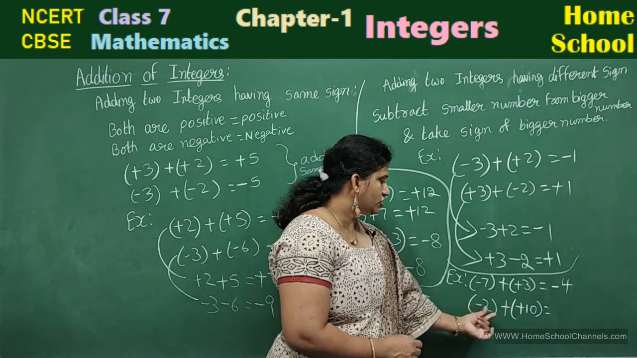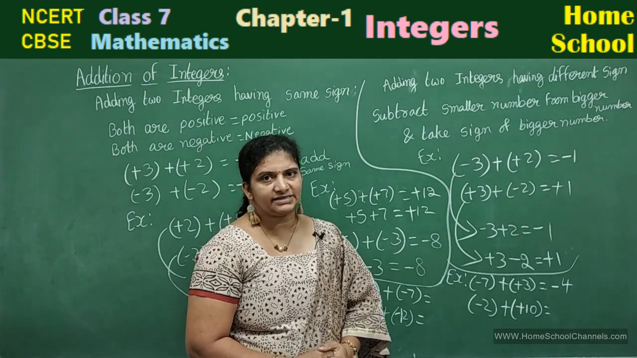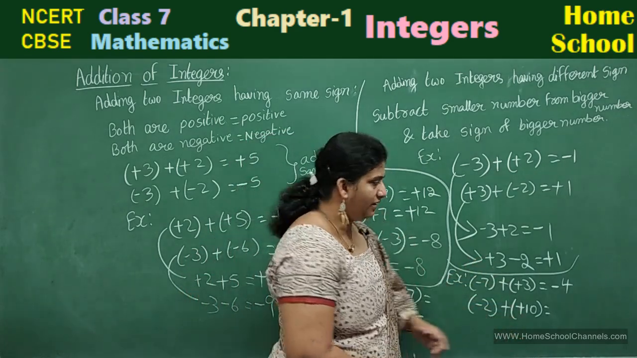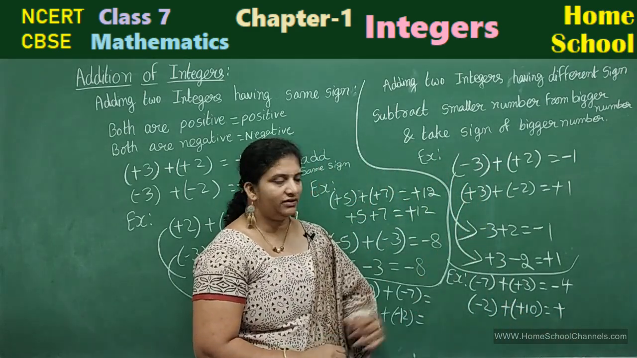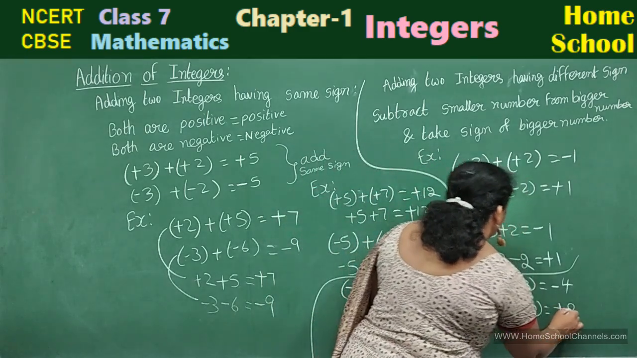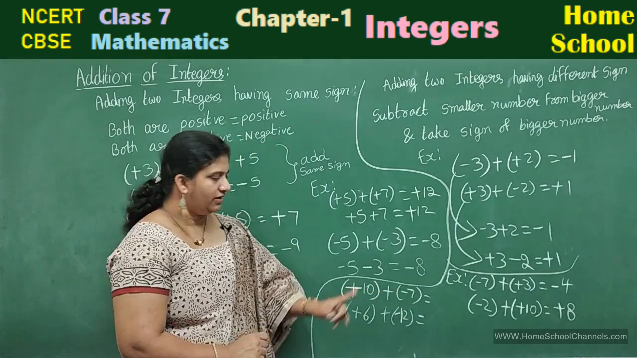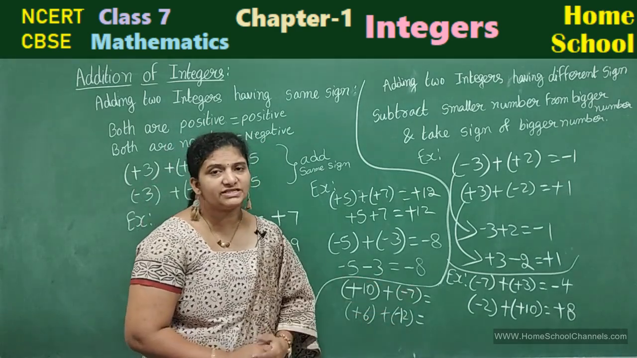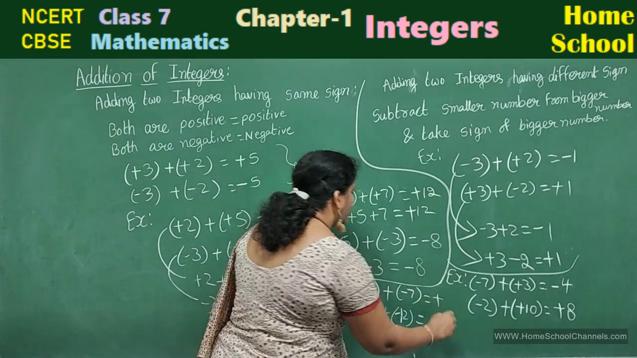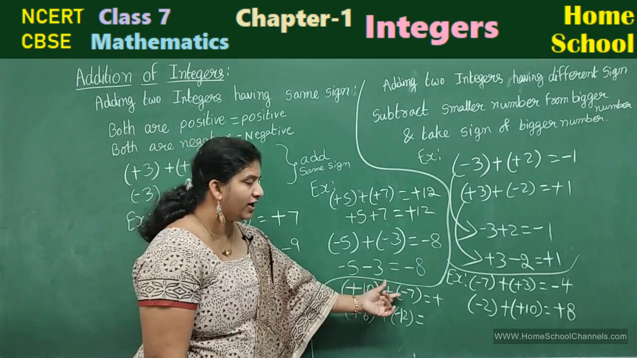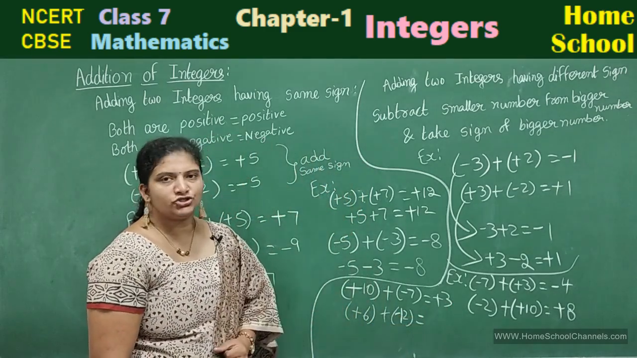And next one, minus 2 plus of plus 10. That is 2 and 10. Which is greater? 10 is greater. Greater number have plus sign. Take plus sign here and subtract the smaller number from greater number. 10 minus 2 will be 8. Okay, next one. Plus 10 plus of minus 7. Observe only number 10 and 7, which is greater. 10 is greater and it is followed with a plus sign. Take the sign of greater number and subtract smaller number from greater number. 10 minus 7 will be 3. Plus 3 is your answer.